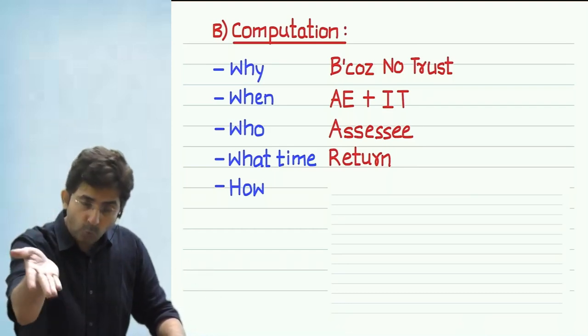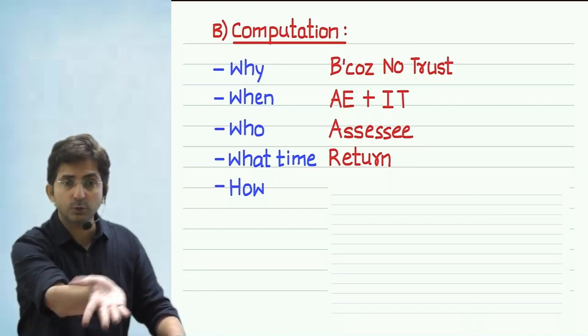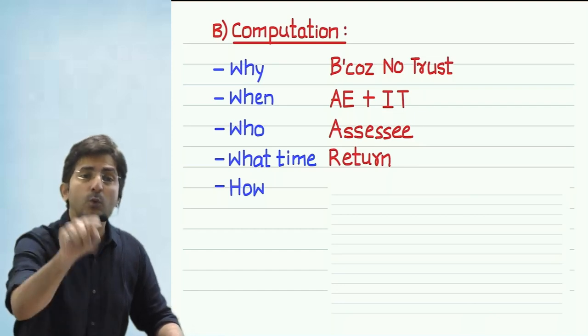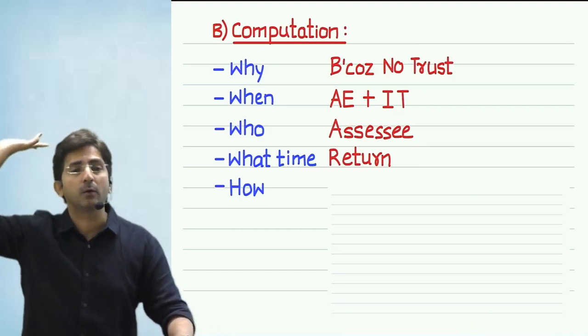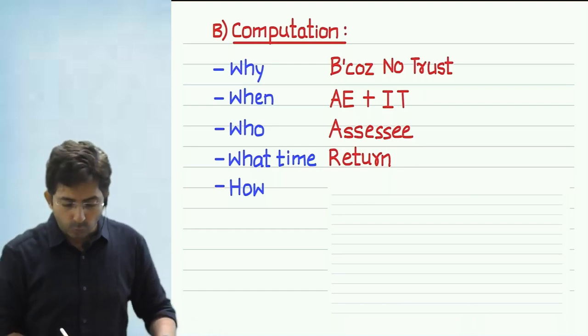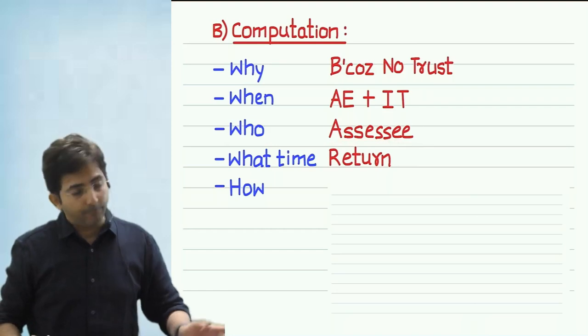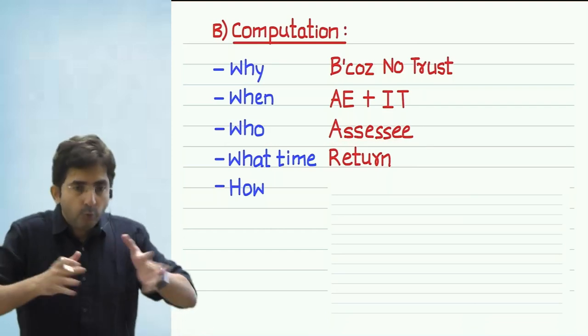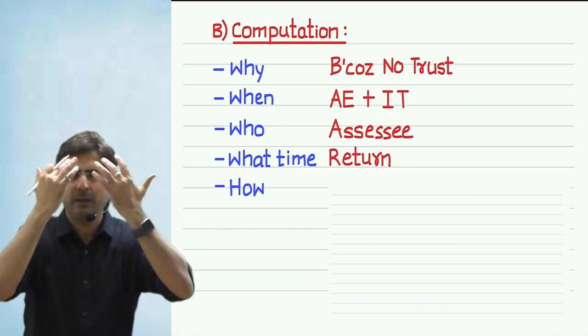So the assessee who entered into an international transaction with an associated enterprise, it is that assessee who has to compute. And if he doesn't know, he very well can approach the chartered accountant. So this was who will compute. Then at what time? After the year is over. See, during the year when you are actually selling the goods, you should be least worried.